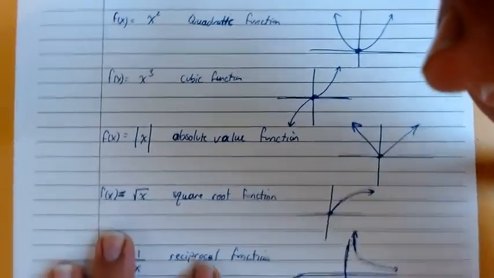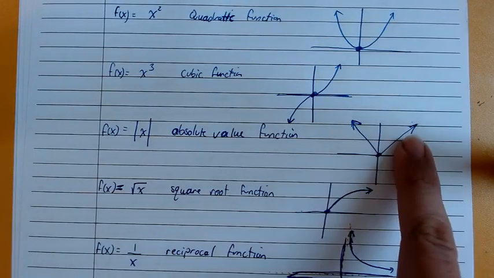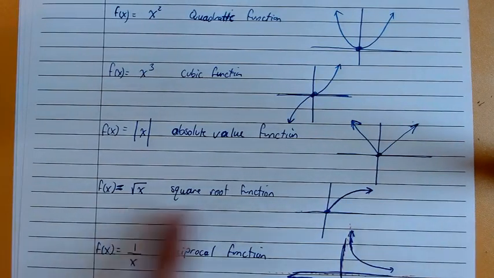If you have x to the third, the shape's going to look something like that. If you have an absolute value, it'll look something like that. Square root, it'll look something like that. Okay? So go ahead and give this a try.